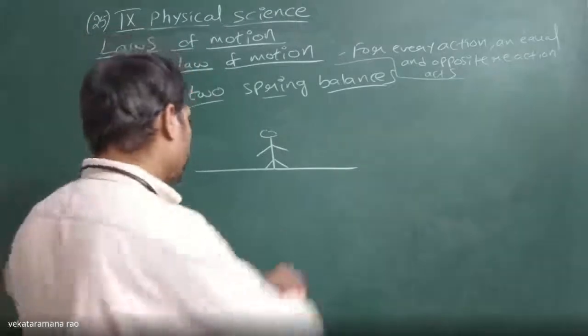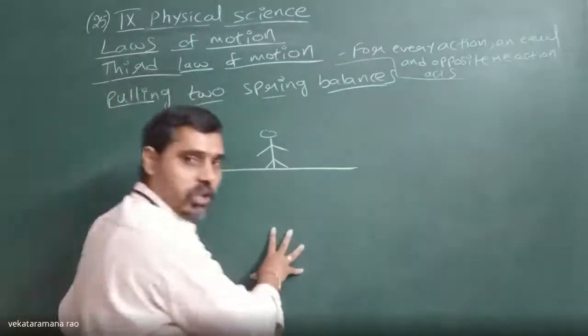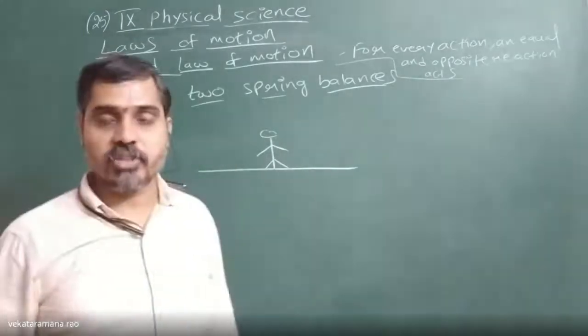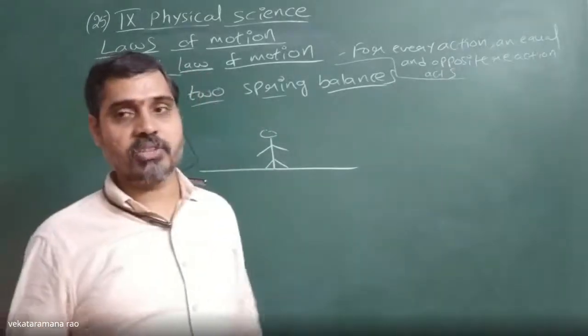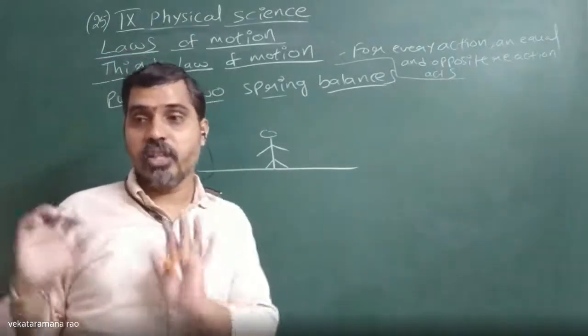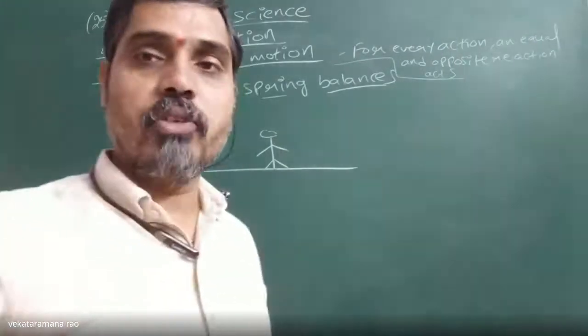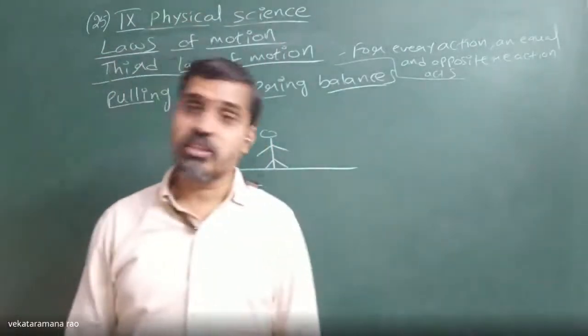Similarly, if I try to pull this wall, we are applying force on the wall, which is known as the action force. In turn, the wall also applies the same force on us. That's why we are not feeling any pressure. So for every action, there will be an equal and opposite reaction. That is known as Newton's third law.